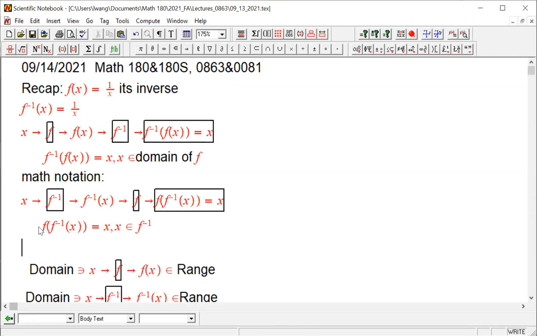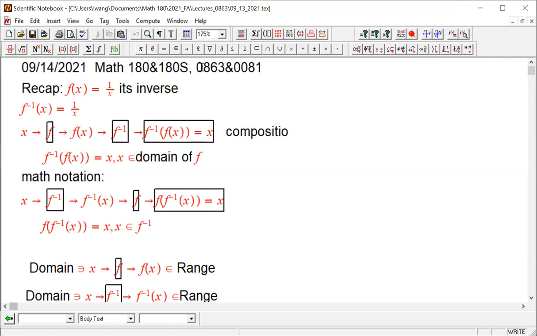And this is probably something you have seen before, okay? This entire process is called composition. Composite function, okay? I call it composition of functions. And of course, we are discussing a special case. I just want to make sure the door is closed. Okay, this is the special case.